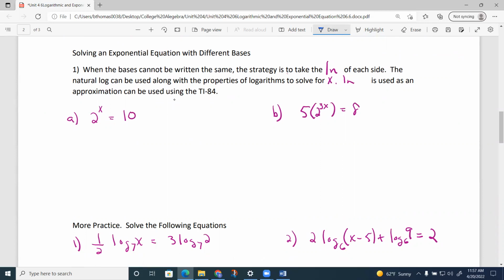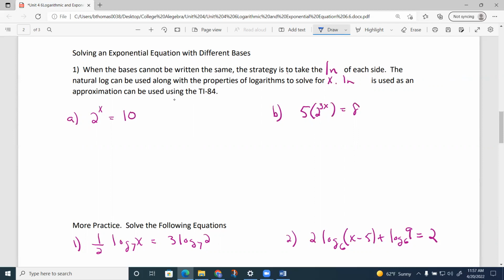The natural log can be used along with the properties of logarithms to solve for x. So again, don't forget about the properties of logarithms once we introduce it into the problem. So again, natural log is used, and an approximation can be figured out if I'm using the TI-84 calculator.